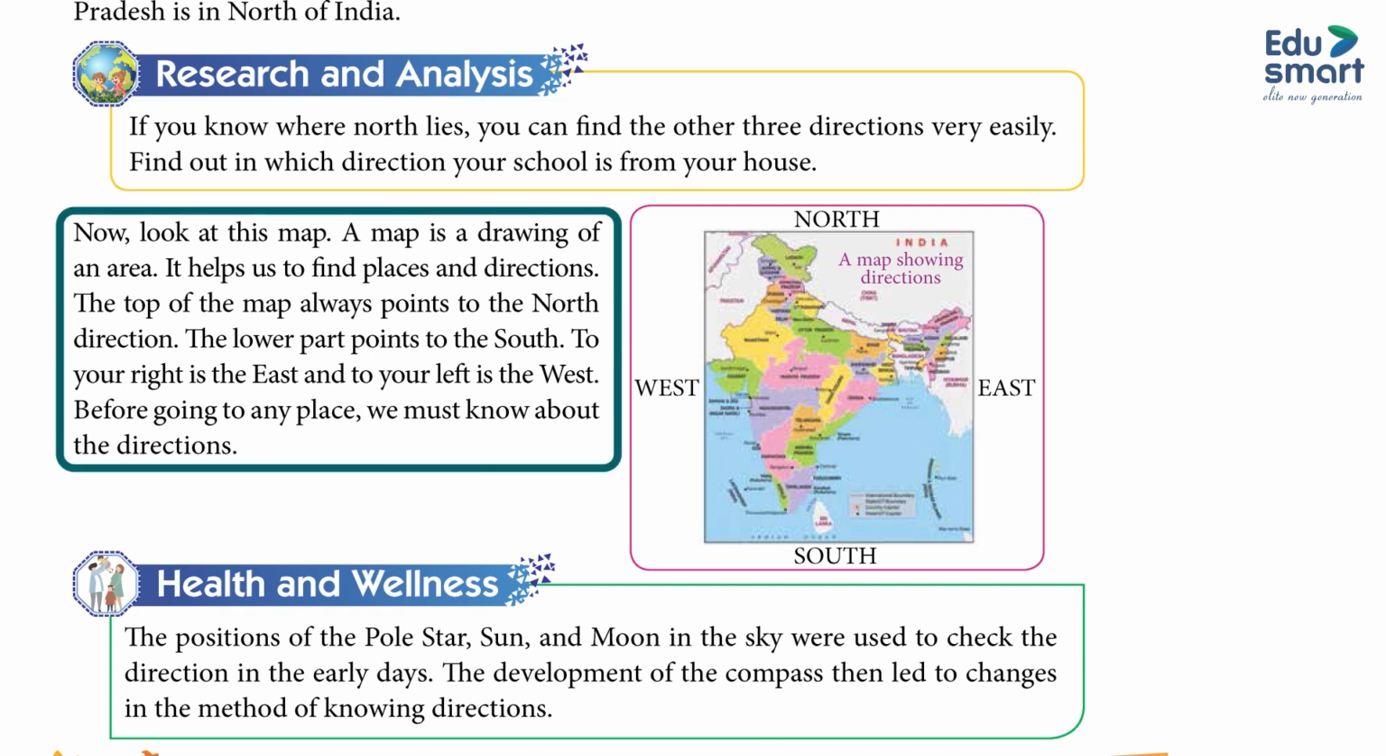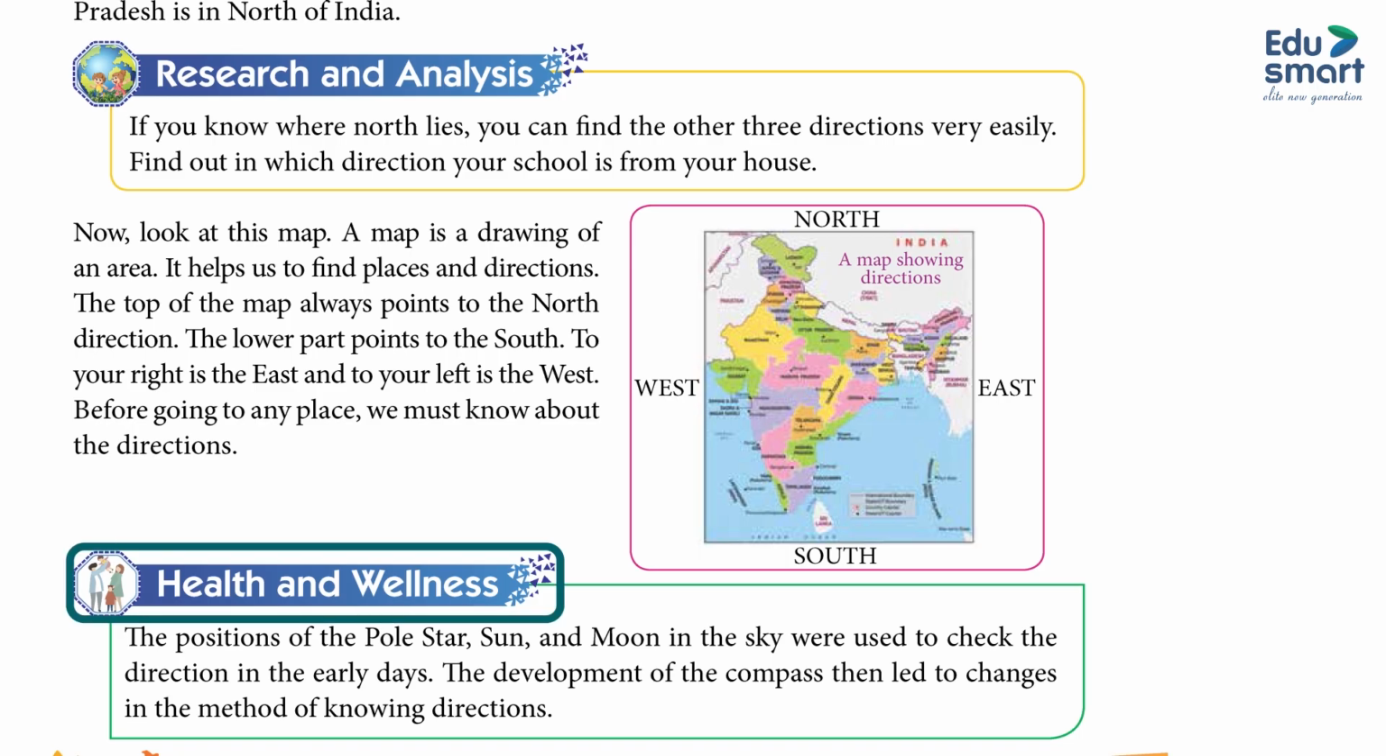Now look at this map. A map is a drawing of an area. It helps us to find places and directions. The top of the map always points to the north direction. The lower part points to the south. To your right is the east, and to your left is the west. Before going to any place, we must know about the directions.